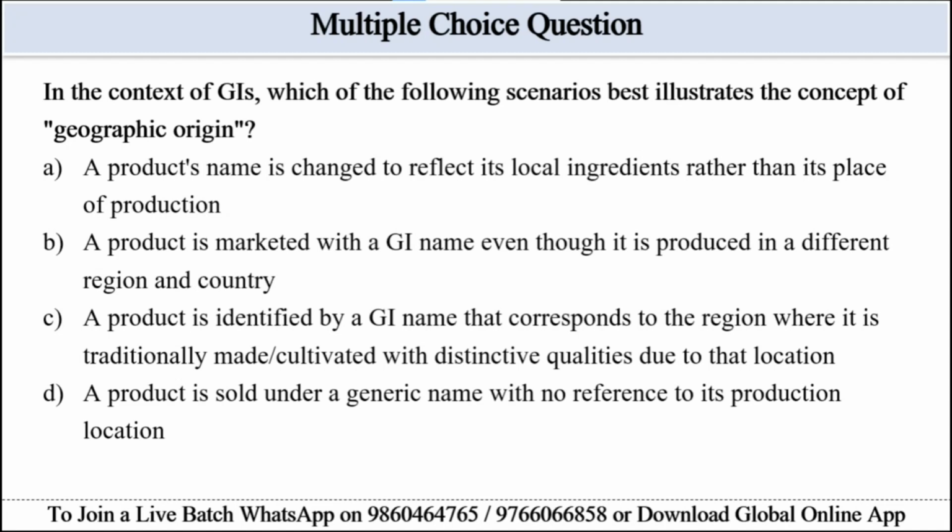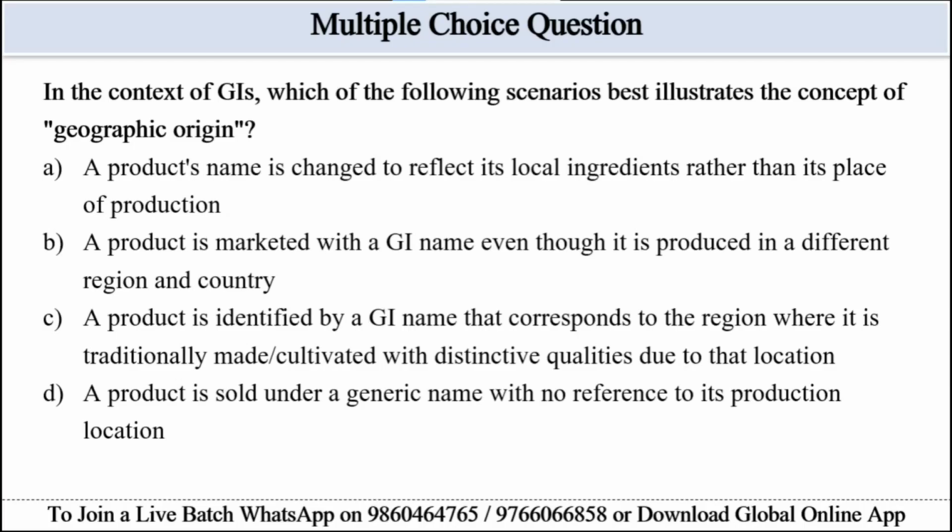In case of option B, a product is marketed with the GI name even though it is produced in a different region and country. So marketing with the GI from a different region is a misuse. It is not an illustration. In case of option D, a product is sold under a generic name with no reference to its production location. In this case, a generic name with no location reference does not illustrate GI.